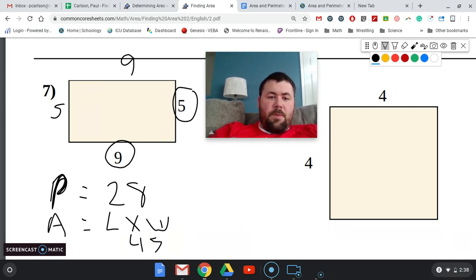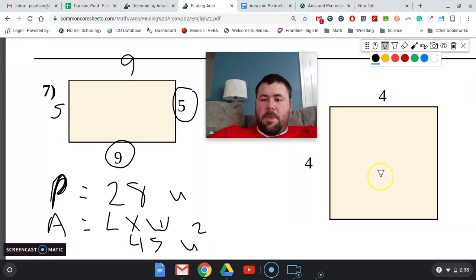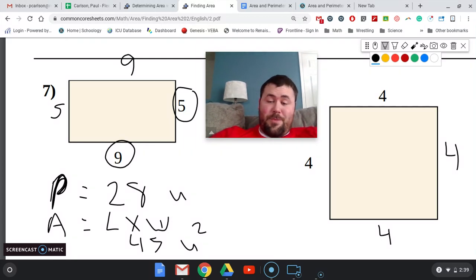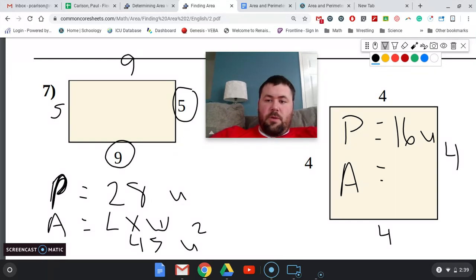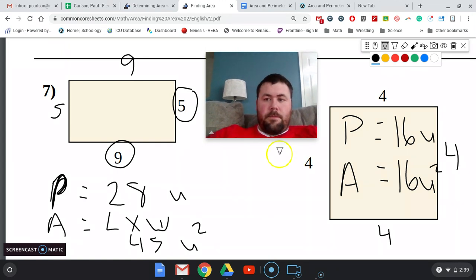Since there's no label after the number, I always put units for perimeter and units squared for area. Okay, same with my square over here. Opposite sides are the same. So perimeter: 4 plus 4 plus 4 plus 4. So my perimeter would be 16 units. My area is 4 times 4, which is also 16 units, but in order to properly label area, I would put squared.